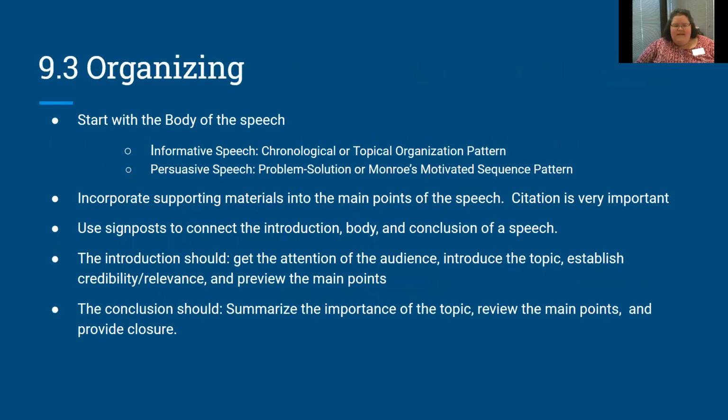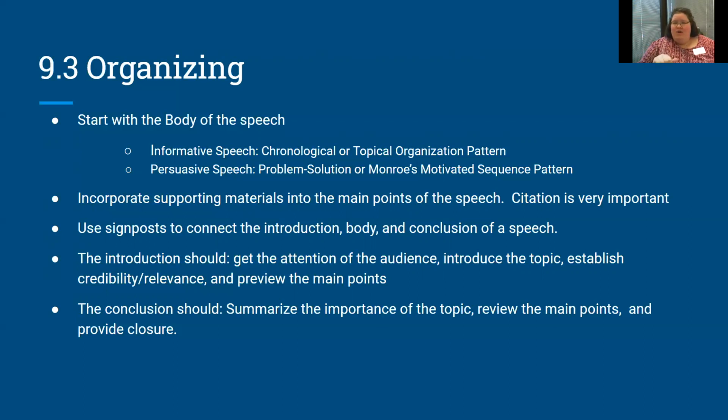Section 9.3 talks about organizing your speech. Some key takeaways here are that I'm going to provide you with an outline template that I want you to use for the informative and the persuasive speech, but you want to make sure that you're following these highlights and these important tips as you're organizing.